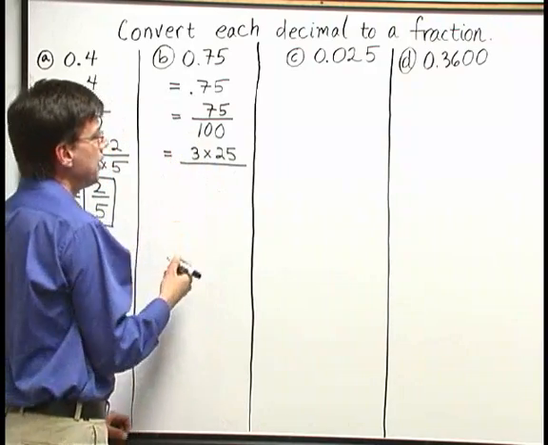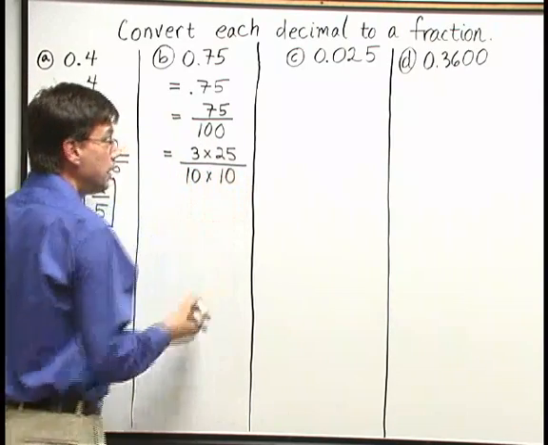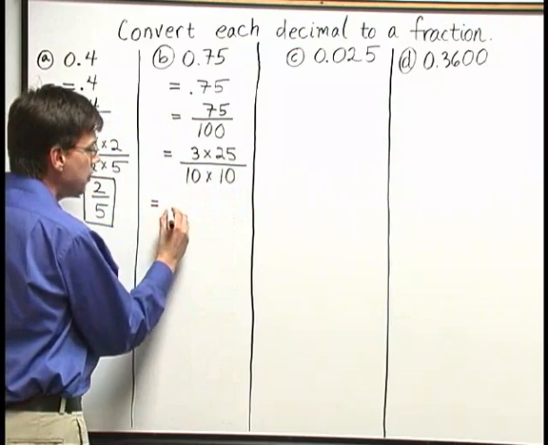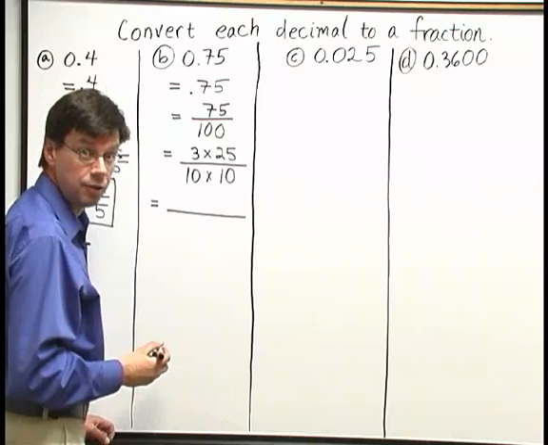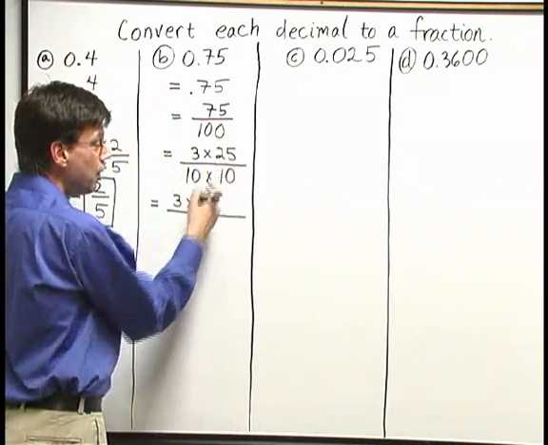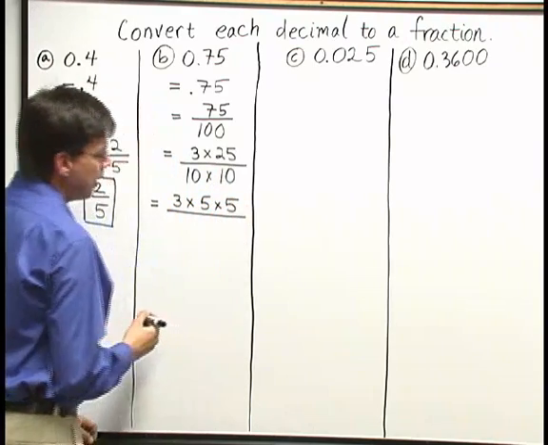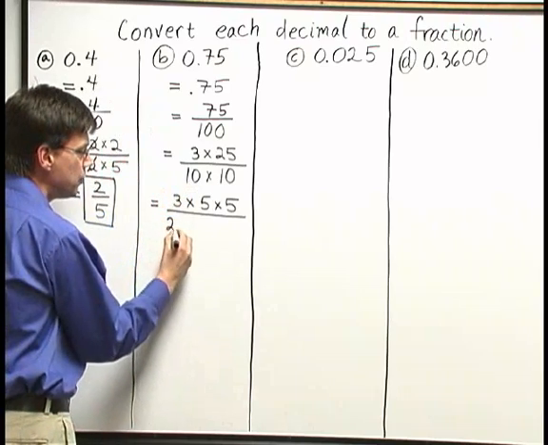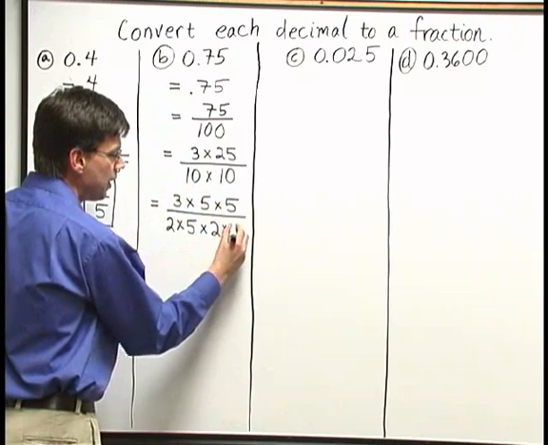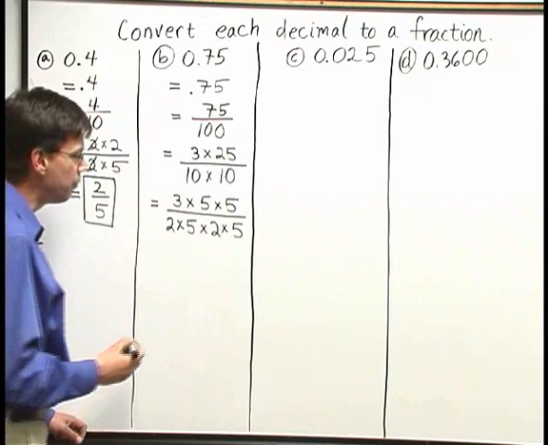Down below, let's break down the 100. 100 we can write as 10 times 10. And now I don't see any numbers I can cancel yet, but I can continue breaking down the numerator and denominator into factors. 3 is prime, so I'll just recopy that, times 25 is 5 times 5. Down below, this 10 I can write as 2 times 5, times another factor of 10 is another 2 times 5. And now I do see some of the canceling that I can do above and below.